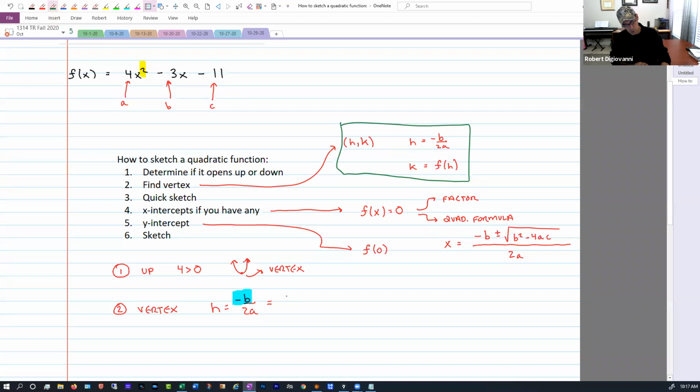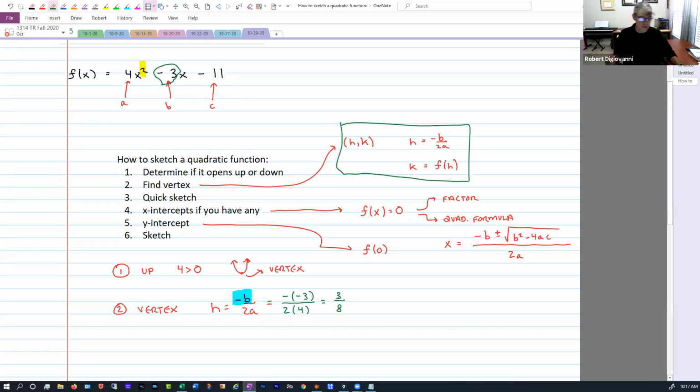So what we're really doing is we're taking negative of negative 3, right? Because b is negative 3. So we're taking the negative of negative 3. That's going to give us positive 3 over 2 times a, and a is 4. So this becomes 3 over 8.